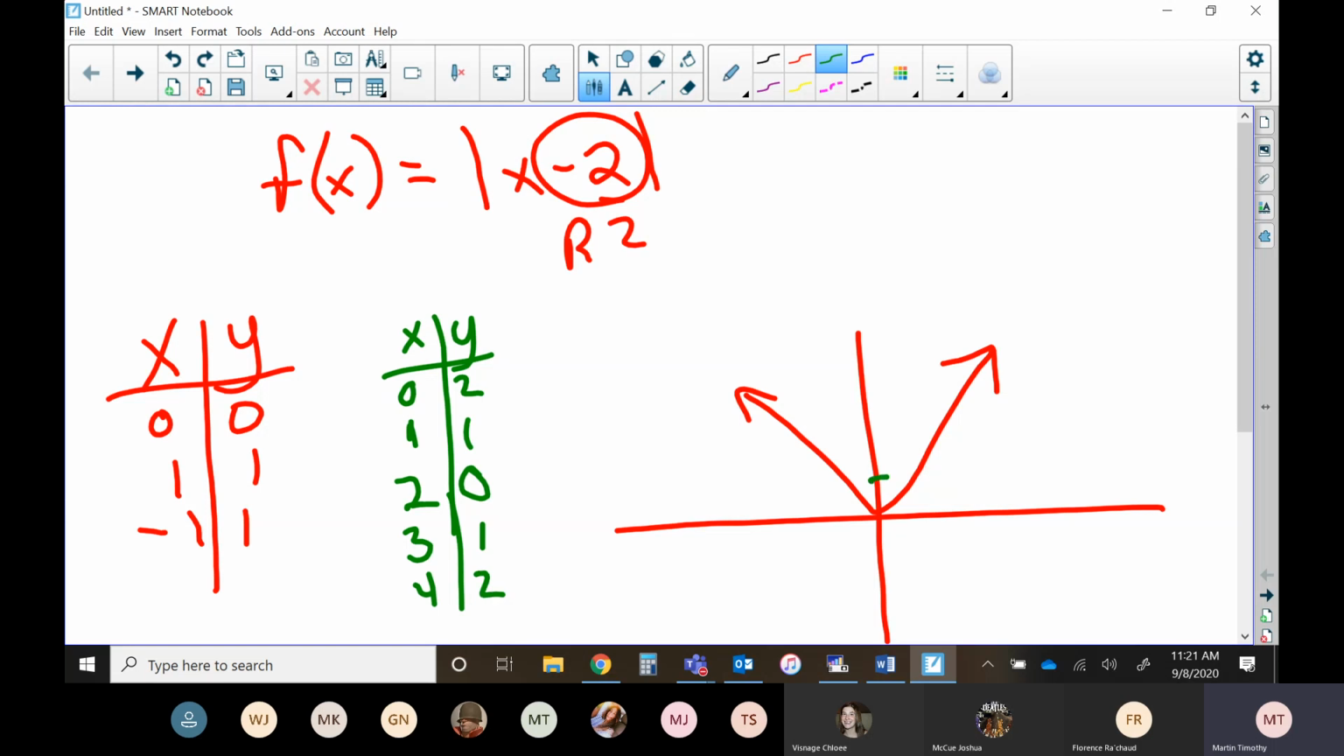Now look at this thing. 0, 2, 1, 1, 2, 0, 3, 1. Boom. Do you see how it moved to the right 2? Exactly like we said it was going to do. Every point moved. 1, 2, 1, 2. This point that was right here, 1, 2. Point that was here, 1, 2. Do you follow me? Yes or no? Yes.